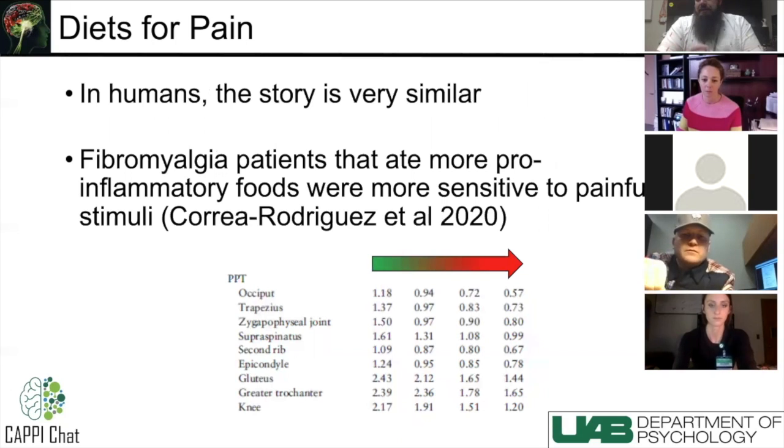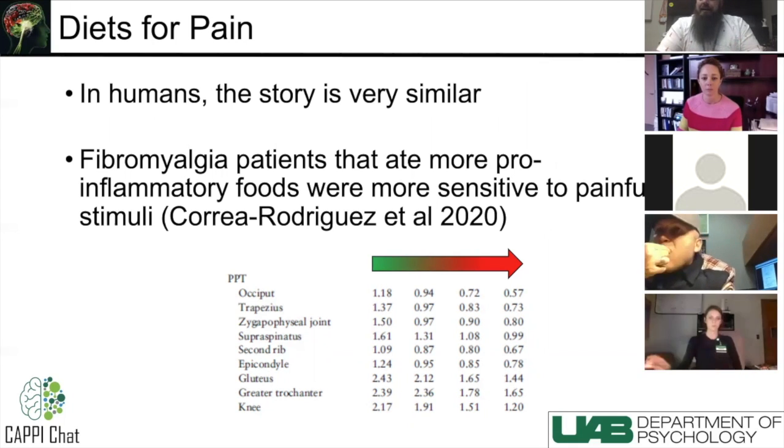Now, in humans, we see the same sort of thing. The study that I'm showing here was in fibromyalgia patients. What they did in this case is they took fibromyalgia patients and they asked them what their diet looked like. And when they did that, they were able to calculate a dietary inflammatory index. So, how much of their diet is contributing to inflammation. And then they looked at how sensitive they were to touch in different parts of their body.